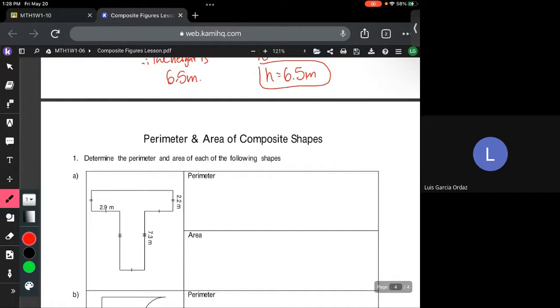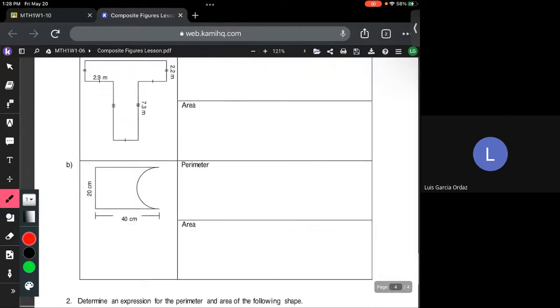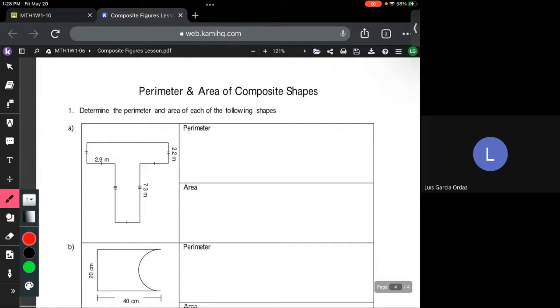So now we're gonna get to some annoying things. So yeah, it's the area and perimeter of composite shapes. Okay, guys, listen. You're gonna need to figure out how to manipulate these shapes to make them easy.